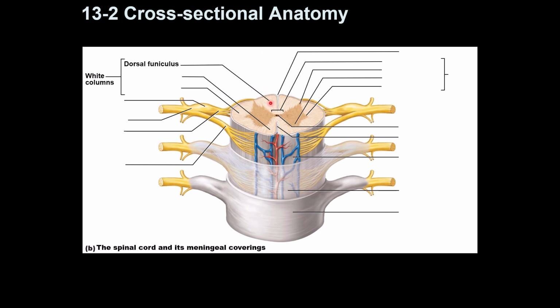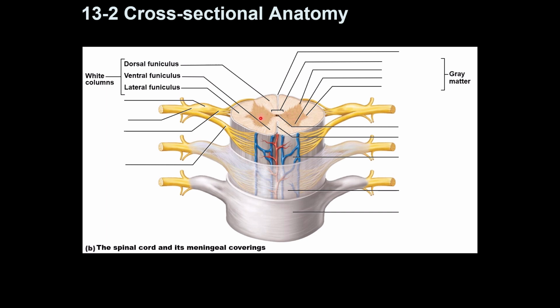One is called the dorsal funiculus, so this is the dorsal funiculus. Then there is the ventral funiculus, which is located anteriorly, and the third one is called the lateral funiculus. So there are three of them. There is also this different color that you see, which is called the gray matter.